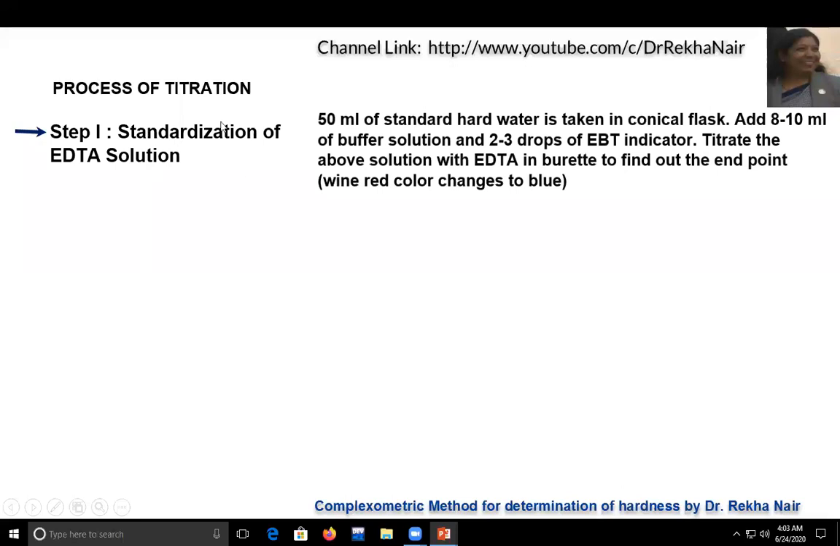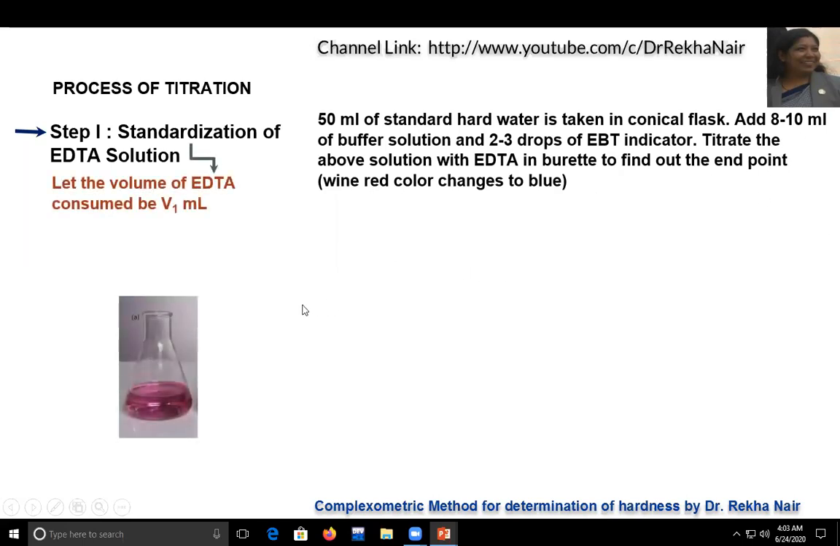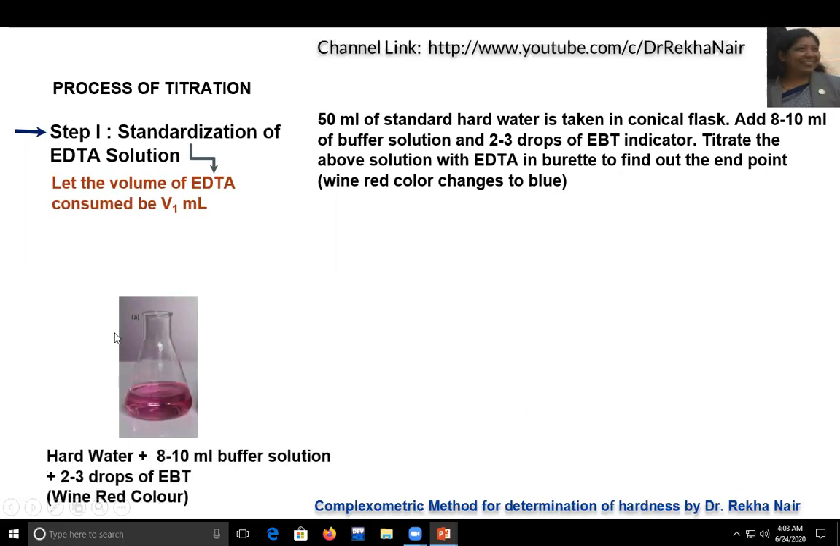For the standardization of EDTA solution, we have standard hard water, which we prepared by dissolving 1 gram calcium carbonate in 1 liter. So 50 ml of standard hard water is taken. That is 1 gram per liter standard hard water, and 50 ml of that solution is taken. We add 8 to 10 ml of buffer solution and 2 to 3 drops of EBT indicator.